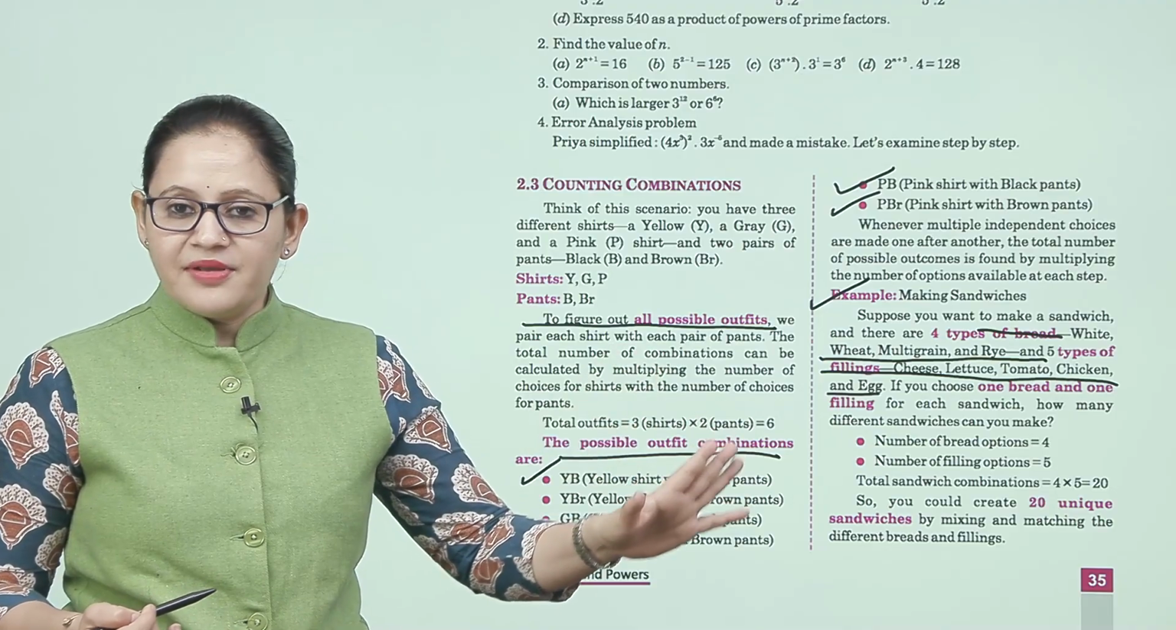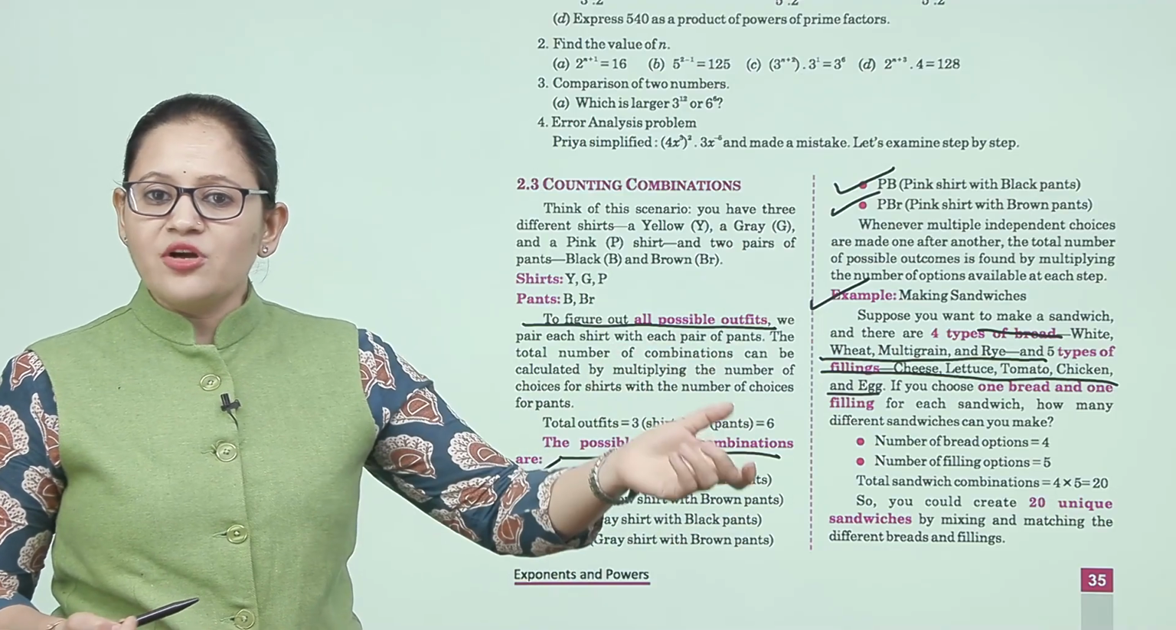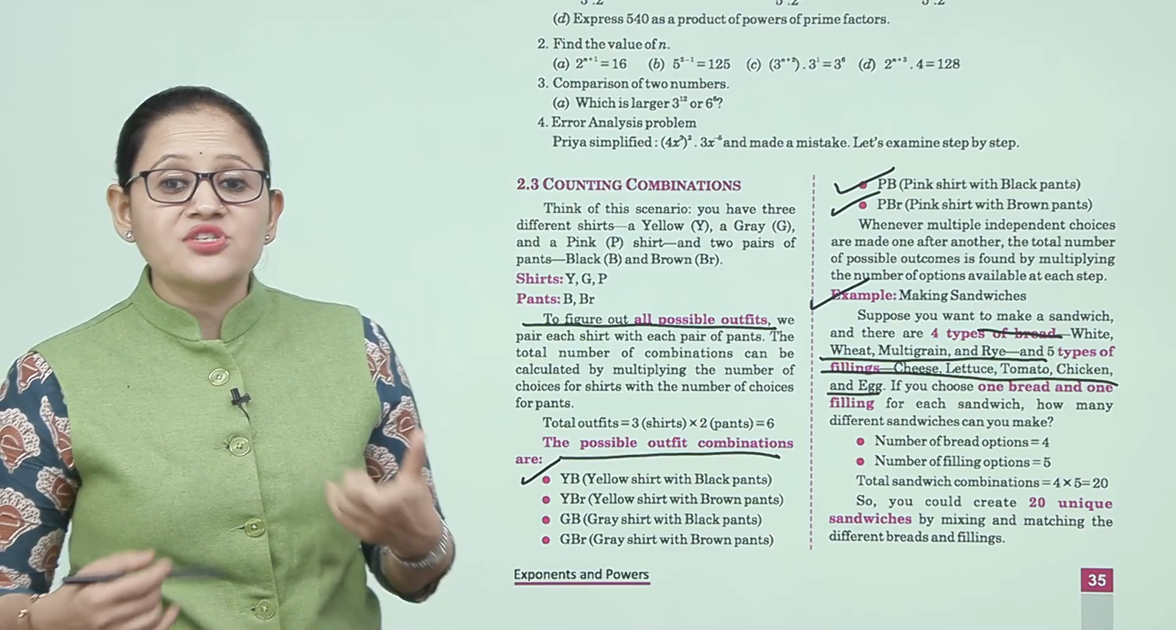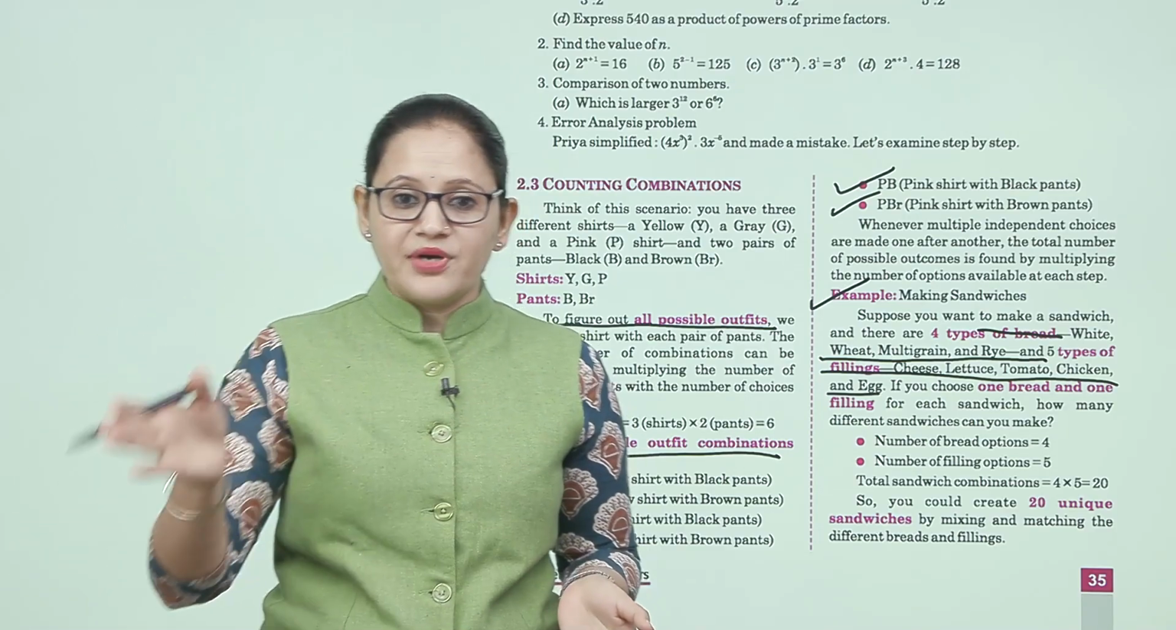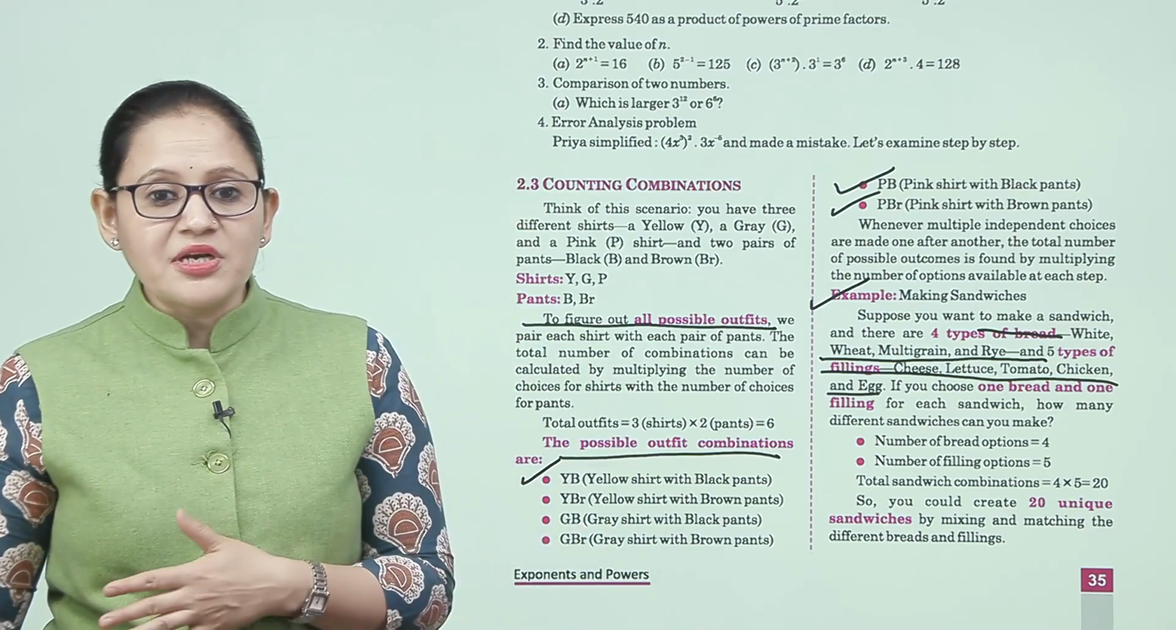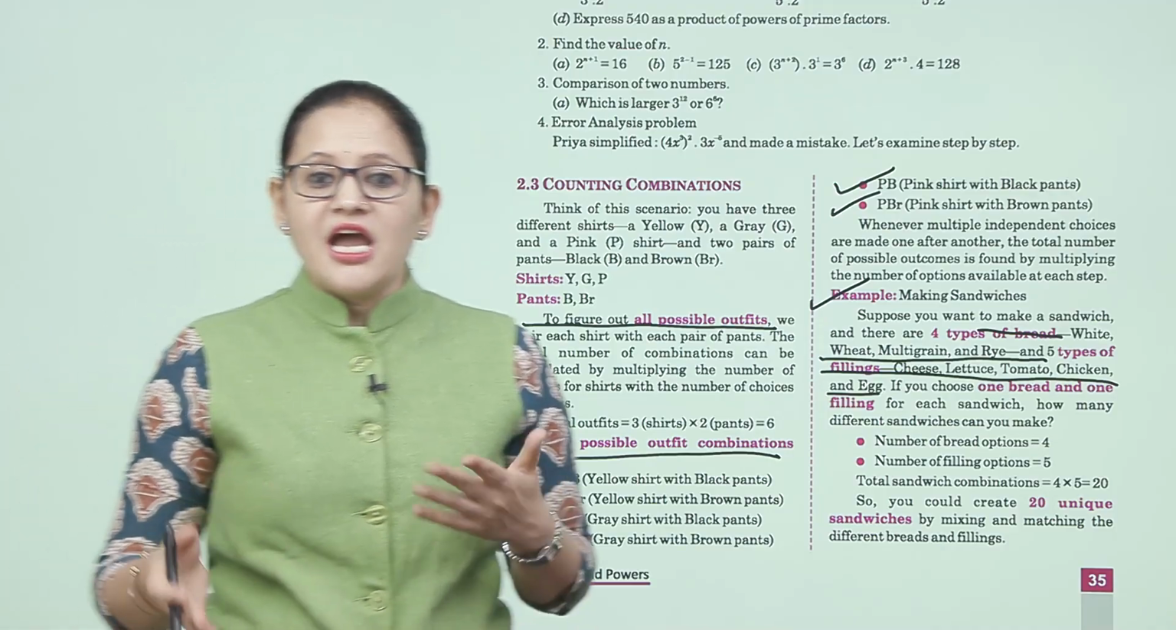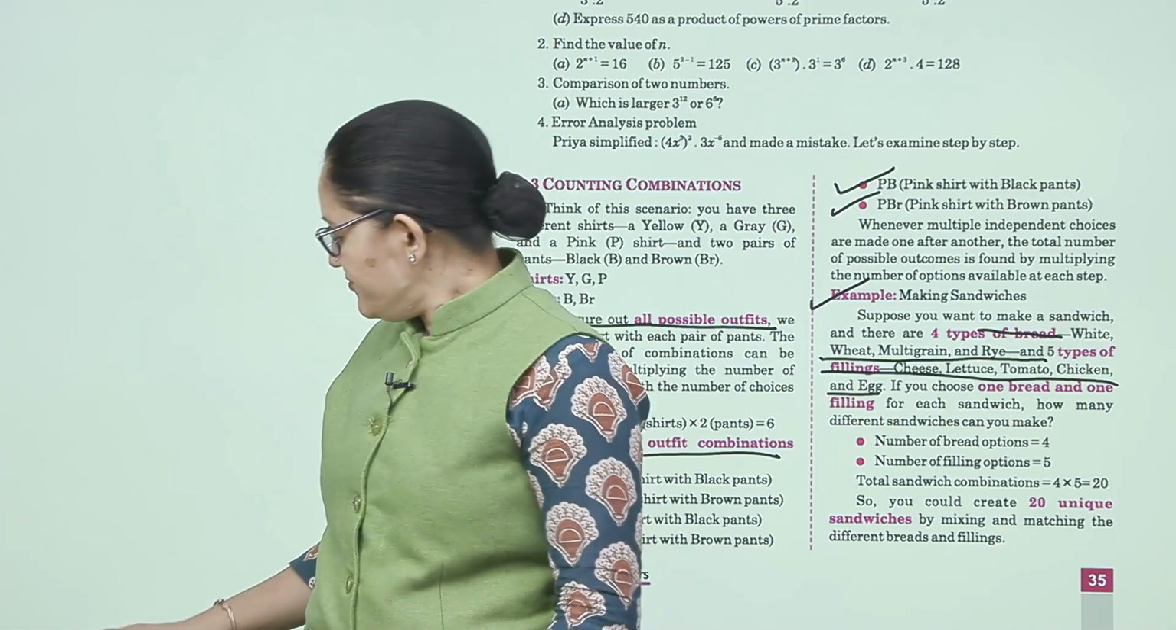Number of breads available is 4, and number of filling options is 5. So the total number of sandwich combinations possible is 4 times 5, which is 20. So you could create 20 unique sandwiches mixing and matching different breads and fillings.